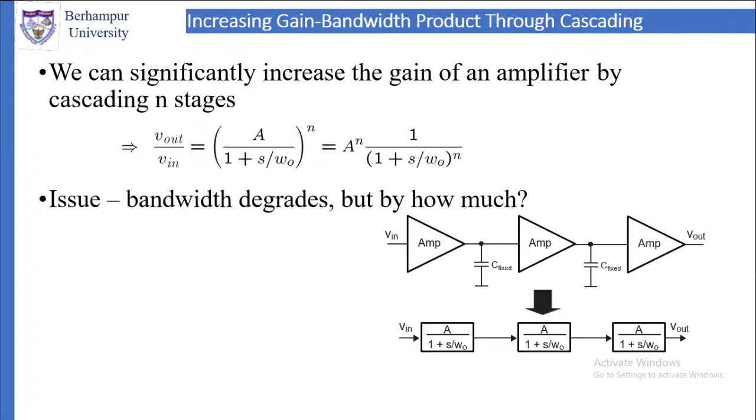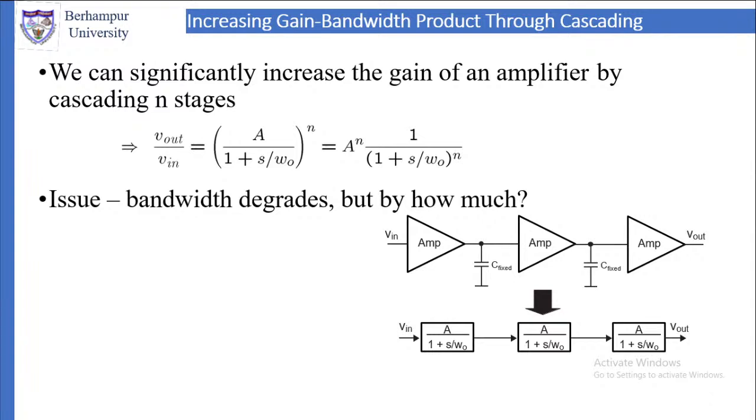So V in will go to the transfer function of the first amplifier. Each amplifier will have the same transfer function A by 1 plus S by omega 0. So the V out by V in will be how much? V out by V in will be the transfer function raised to the power n if there are n number of amplifiers. If there is only one amplifier, then V out by V in is the transfer function A by 1 plus S by omega 0.